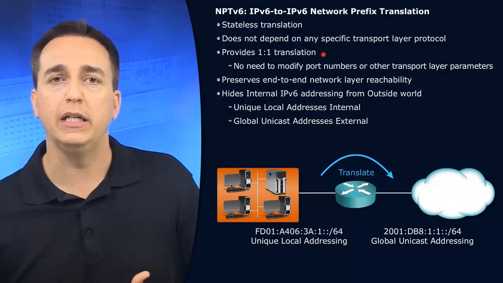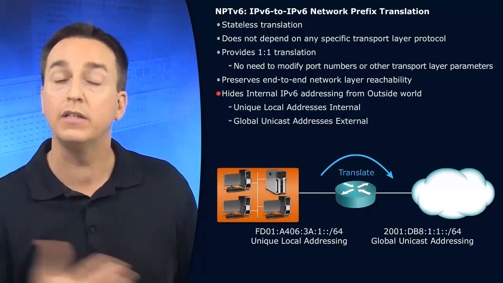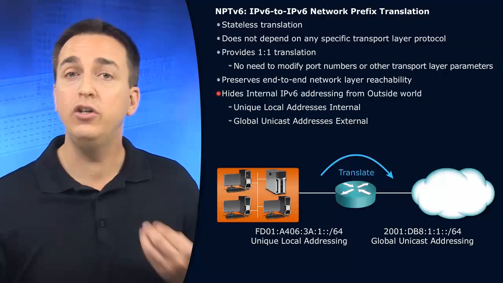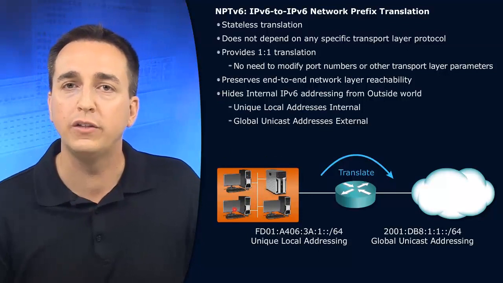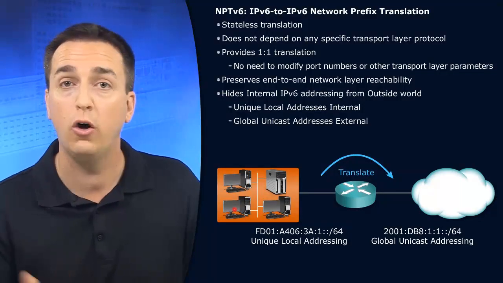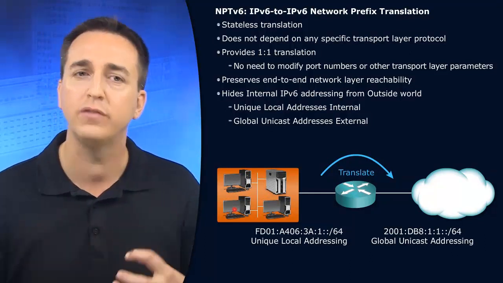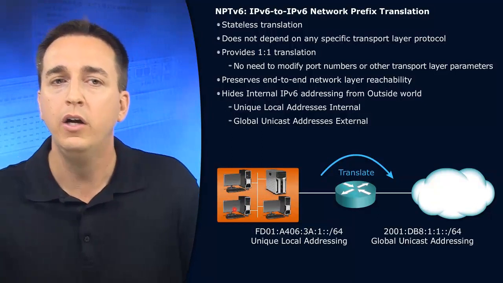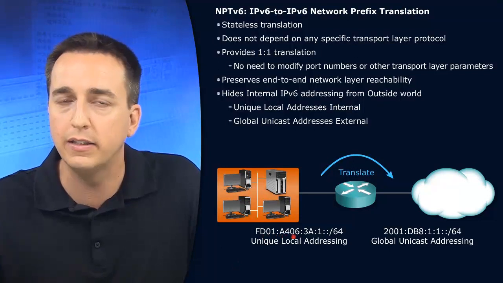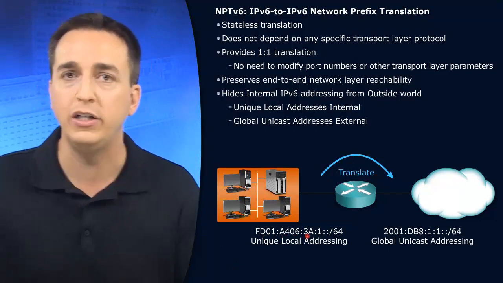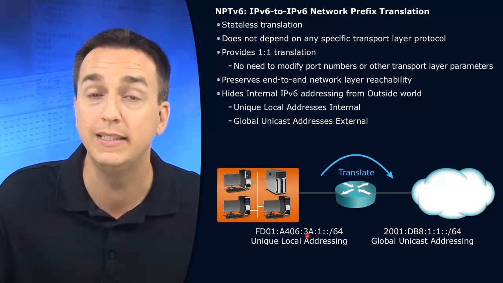So why do we want to do this? Well, we might want to do this to hide our internal IPv6 addressing from the outside world. So what we can do is we can have unique local addressing. Now the unique local addressing range is from FC00::/7 and onward. So as long as you fall within that range of addressing, that's a unique local address. So right here, this particular address, FD01:A, et cetera, falls within that FC00::/7 range of IPv6 addressing.